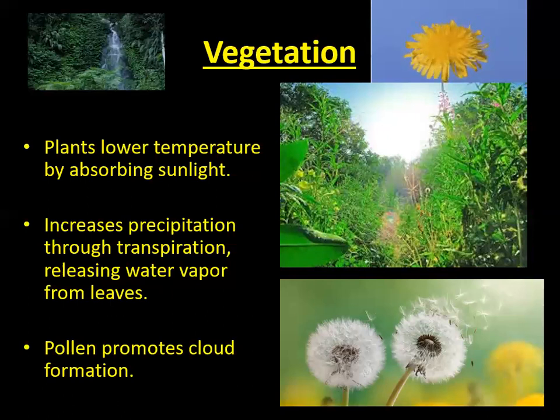And then next, we've got pollen. Pollen from plants, they use that for reproduction. Not only does it make allergies worse, but it also contributes to cloud formation. So the more pollen you have, the more clouds that will form in the sky. And that concludes everything we need to know about vegetation.